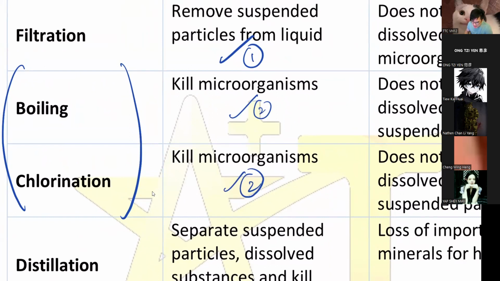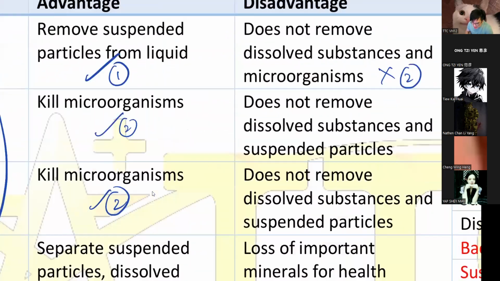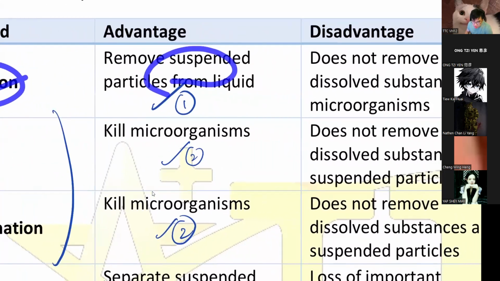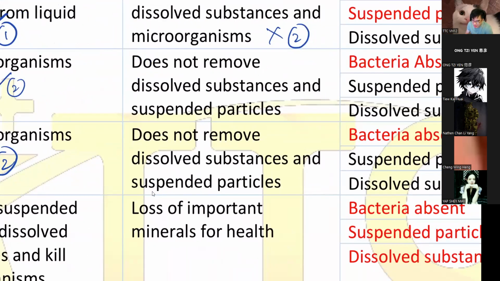So number two, they can remove microorganisms. But you see, filtration can remove sand, it can remove foreign particles, but boiling and chlorination can't. So this is kind of like a trade-off lah.